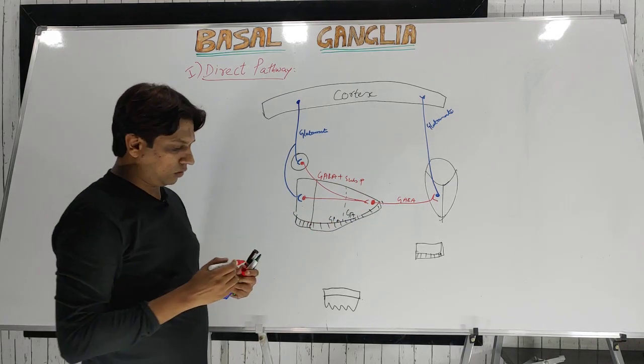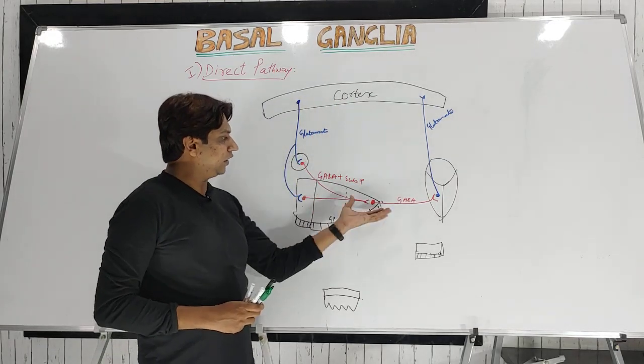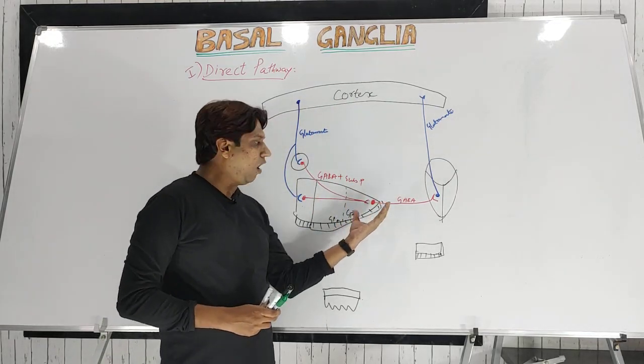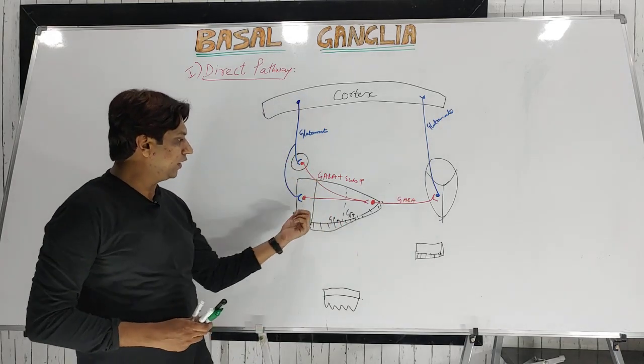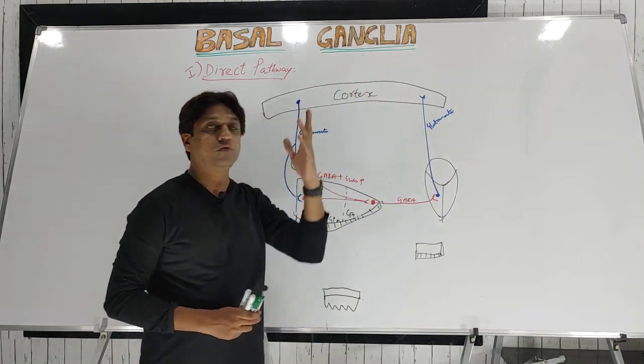Okay, now you can see how the motor cortex is connected to the different nuclei of the basal ganglia. It is the caudate nucleus, putamen, globus pallidus, and via the thalamus the information goes back with glutamate.